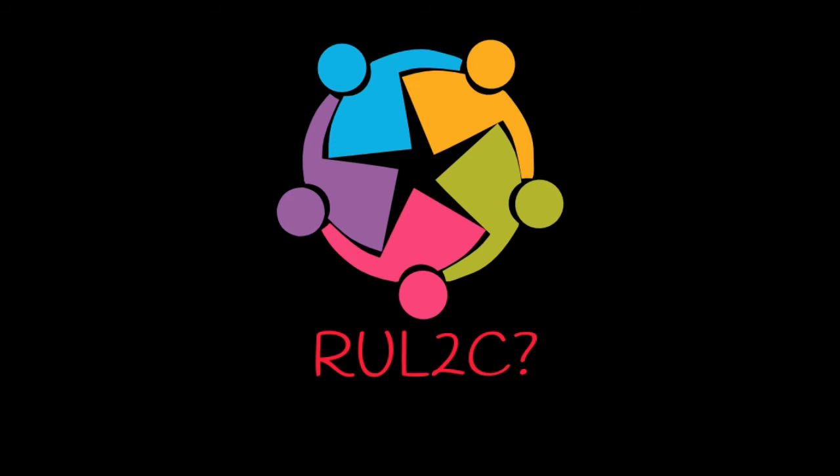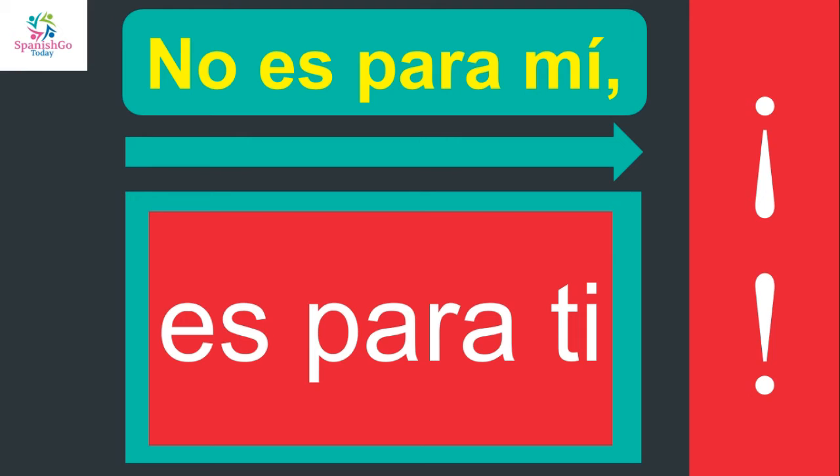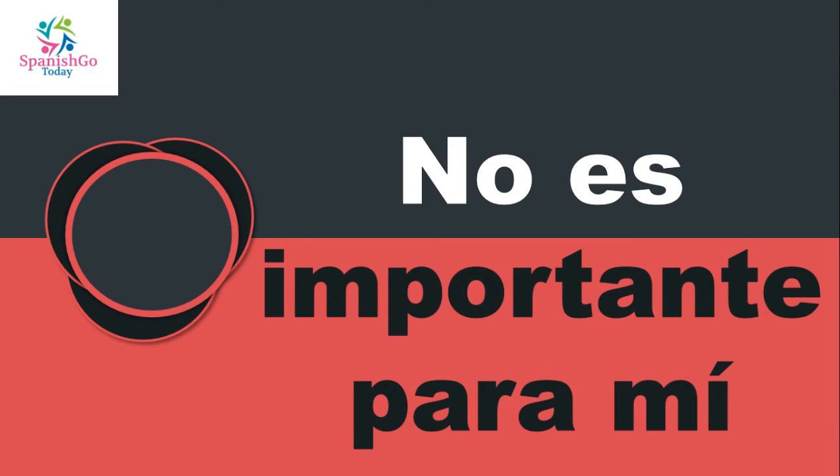If we want to say it's not or it isn't, we just say no es. And no, spelt N-O. No es. It's not or it isn't. So how would we say, it's not for me, it's for you? No es para mí, es para ti. And what about, it's not important for me? No es importante para mí.